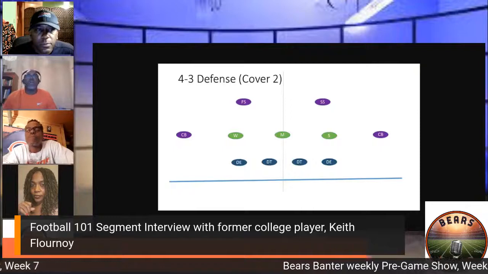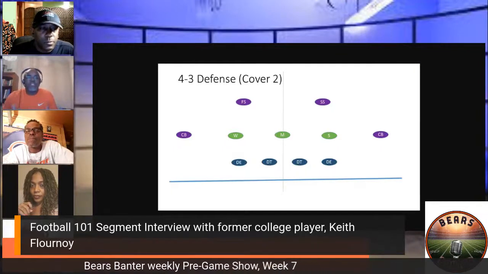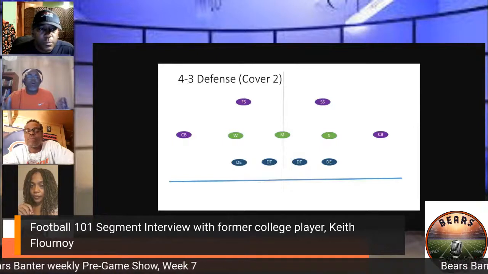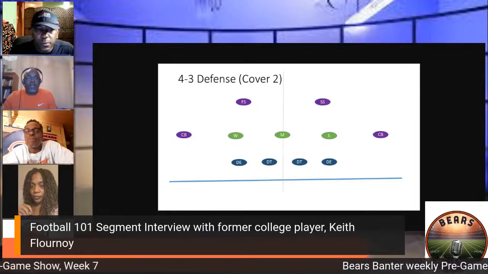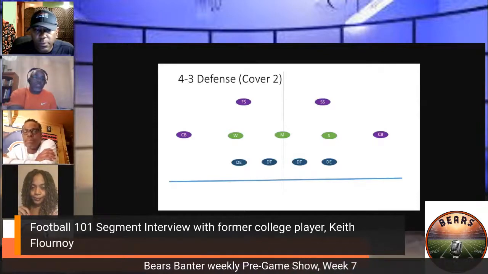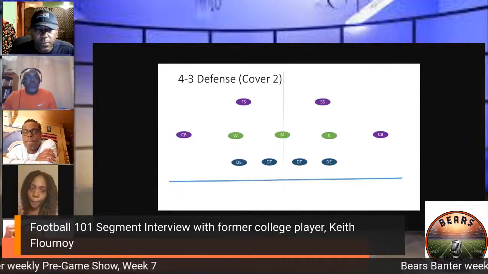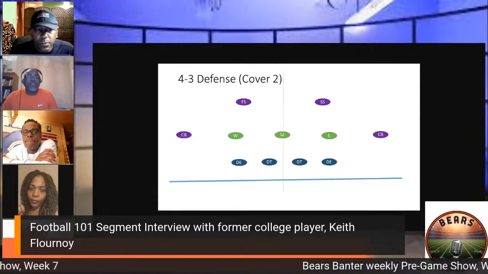So now we start talking about coverage. When we talk about coverage, this is basically how the defense is going to respond to all of the wide receivers that came out. When Jay was talking last week, he was talking about things like a route tree and where the wide receivers have the ability of going.